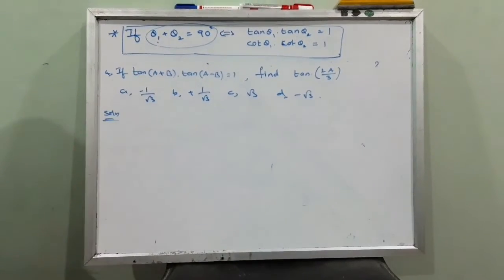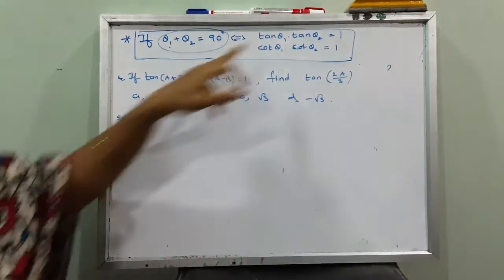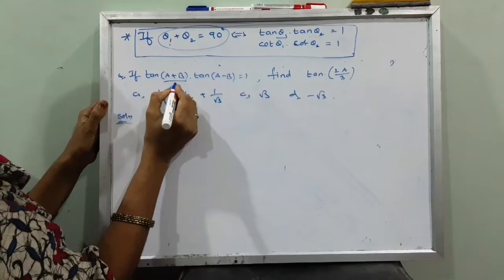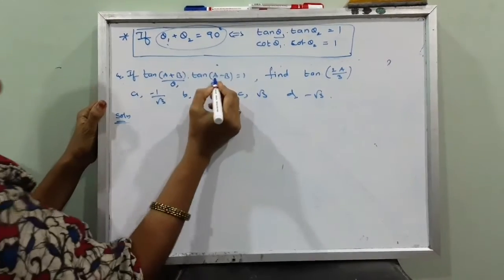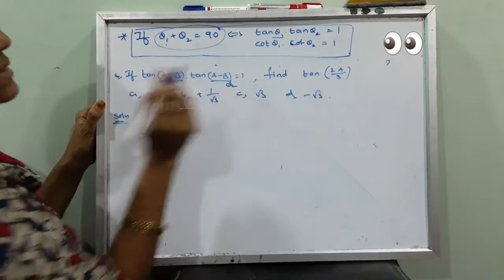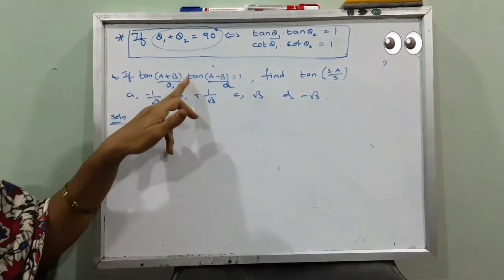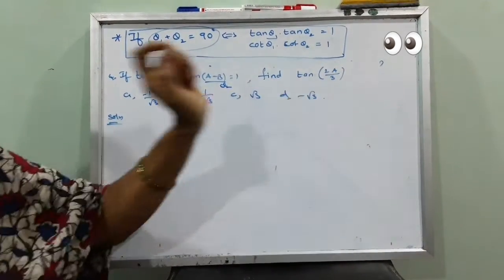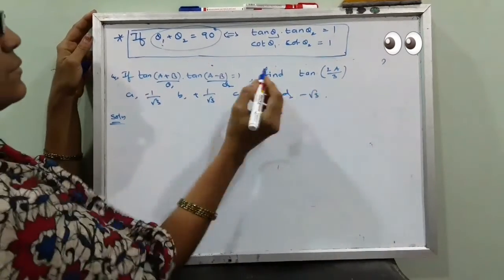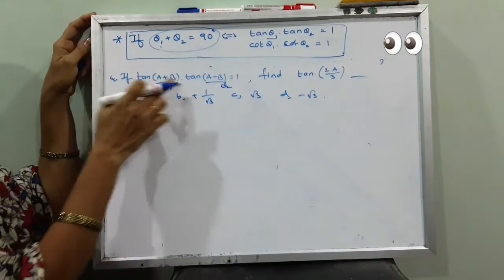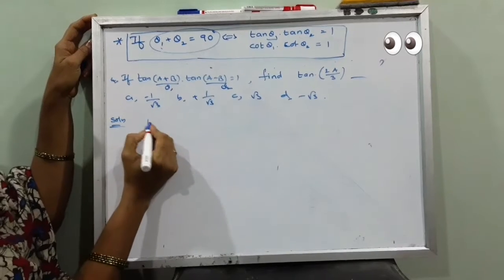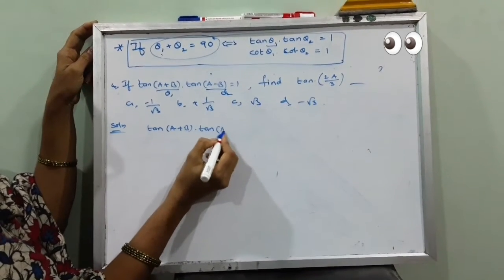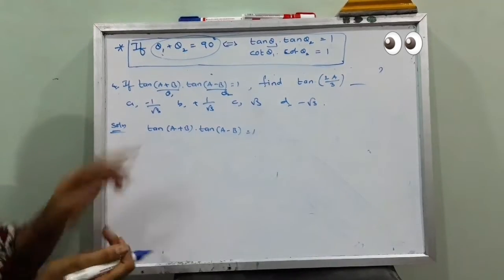Now the solution is: here also the same formula, tan A plus B into tan A minus B. Here theta 1 is nothing but A plus B, and A minus B is theta 2. If tan theta 1 into tan theta 2 is equal to 1, then we have to find tan 2A by 3. For that we have to find the values of A and B. Given tan A plus B into tan A minus B is equal to 1.